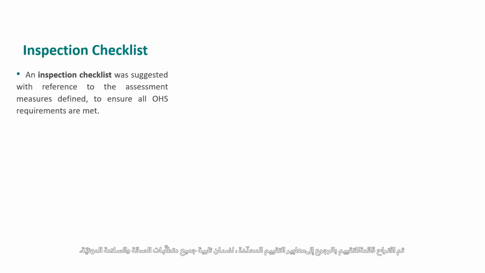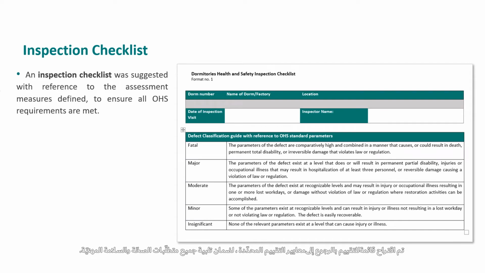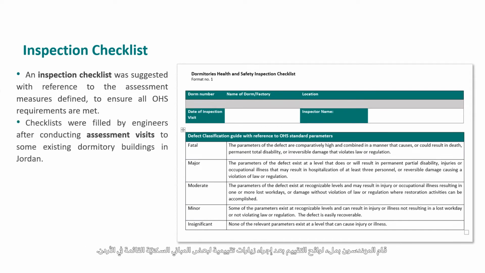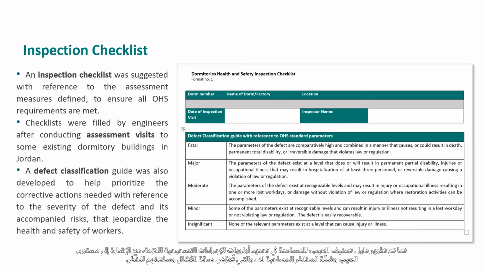An inspection checklist was suggested with reference to the assessment measures defined, to ensure all OHS requirements are met. Checklists were filled after conducting assessment visits to some existing dormitory buildings in Jordan. A defect classification guide was also developed to help prioritize the corrective actions needed, with reference to the severity of the defect and its accompanied risks, that jeopardize the health and safety of workers.